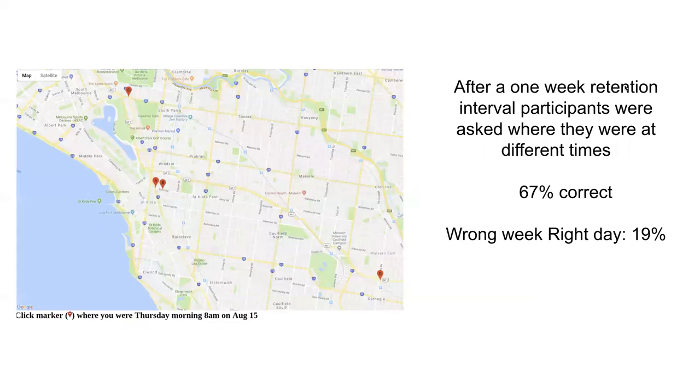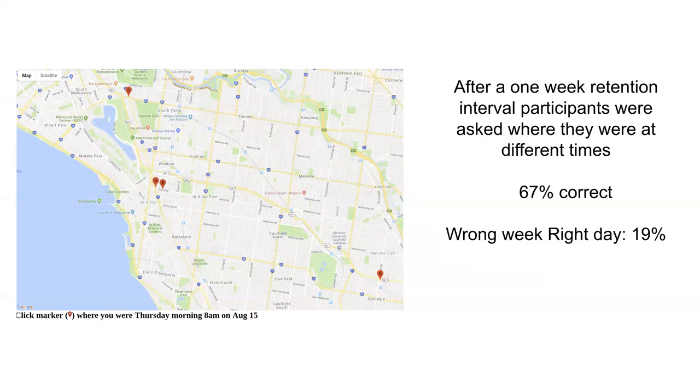Then we asked them to complete a memory test, and each of the trials in the memory test asked them where they were at a specific time. So in this case, it's Thursday morning, 8 a.m. on August 15th. You can see there were 4 alternatives. All of the alternatives are places that this person had been before, and they had to choose which one where they'd been at that particular time.